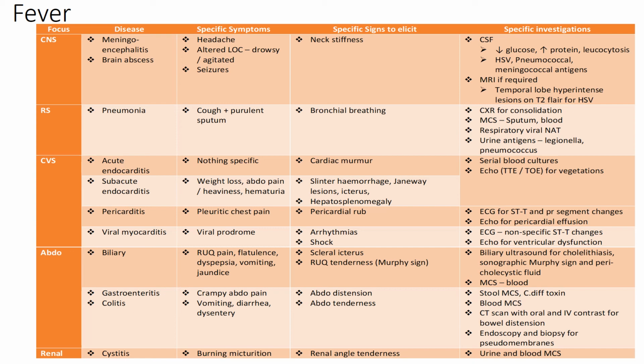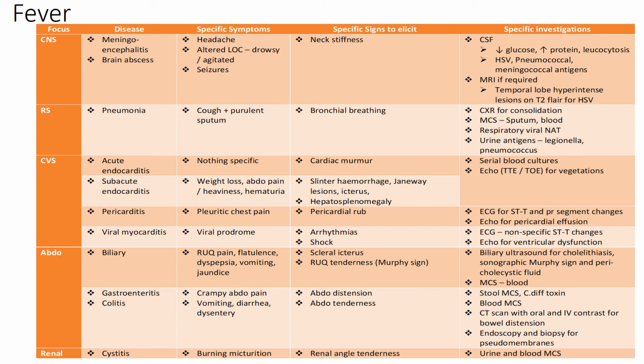Then viral myocarditis, the patients can be really sick with viral myocarditis, and the main thing that it may end up producing is that you can have severe ventricular dysfunction for which you need an echo. The ECG itself is going to be non-specific. Biliary sources of sepsis, you can have jaundice and biliary tract signs and all that. You elicit signs of tenderness and jaundice, and the specific investigation is an ultrasound of the biliary tree, and of course you'll do microscopy and cultures of the blood.